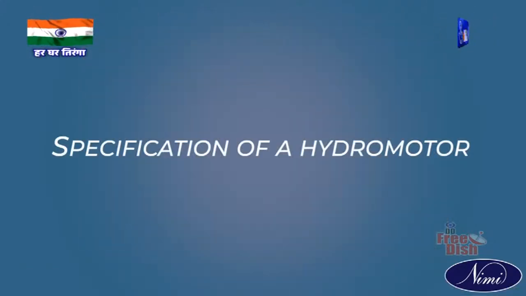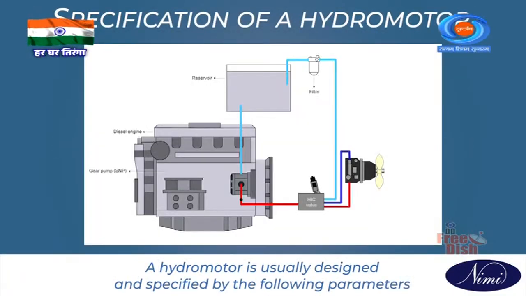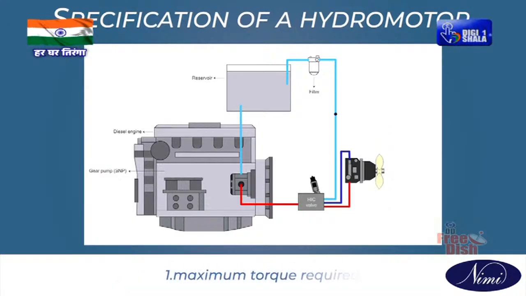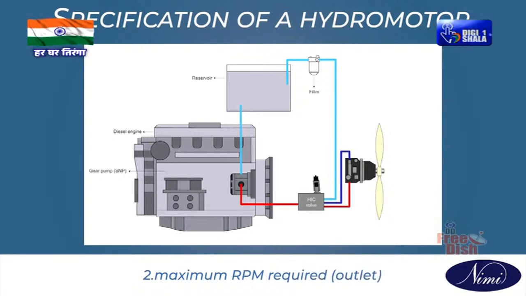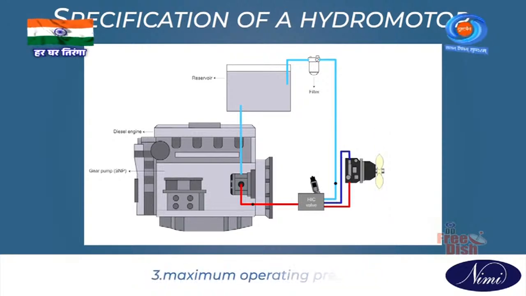Specification of a hydromotor. A hydromotor is usually designed and specified by the following parameters: maximum torque required, maximum RPM required, outlet, maximum operating pressure, efficiency.